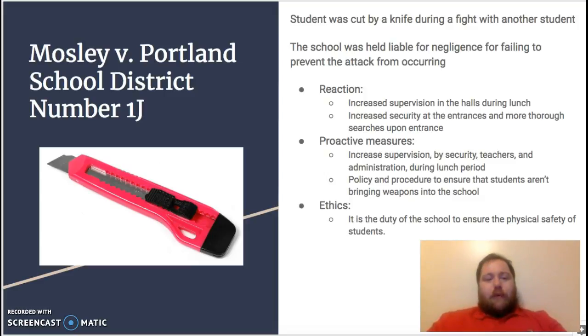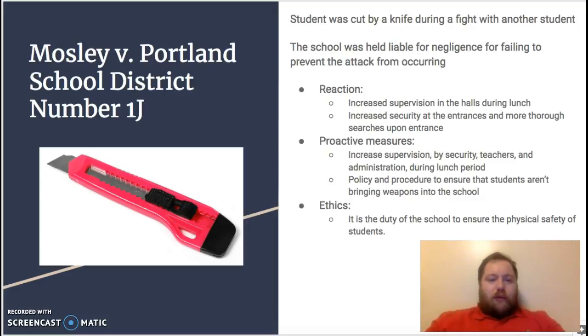The fourth case is Mosley versus Portland School District Number 1J. This is a pretty straightforward case. A girl was on her lunch period and got into a fight with another student in the hall. The other student produced a knife and stabbed her several times. The mother of the student who was stabbed brought a suit against the school for failing to prevent the attack from occurring. There was security in the building, but none in the area where the attack occurred.